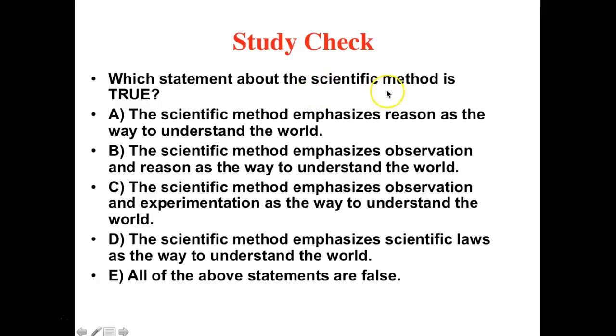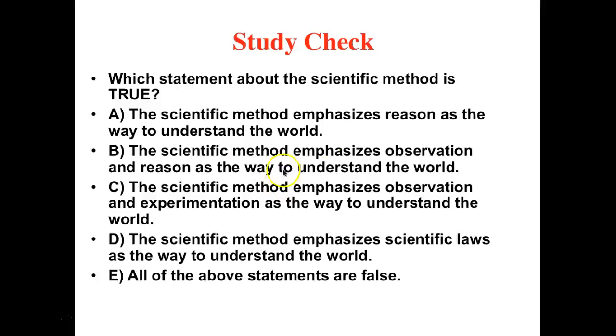Which statement about the scientific method is true? The scientific method emphasizes reason as the way to understand the world. Now, this is more a classical way with the Greek philosophers and thinkers using just reason and analysis to understand things and not really conducting experiments and collecting data and facts to support their reason or their thinking. All right. Now, the scientific method prides itself on collecting finite data and facts to support their contentions.